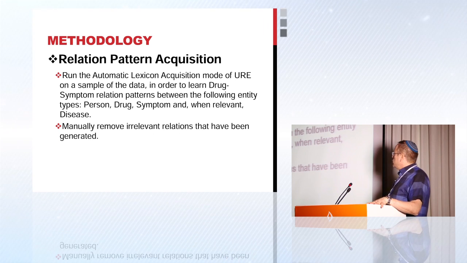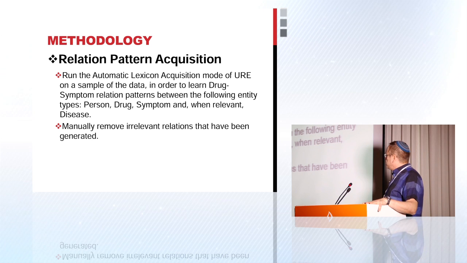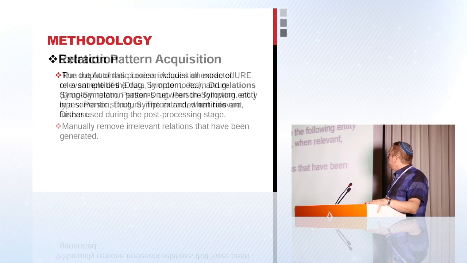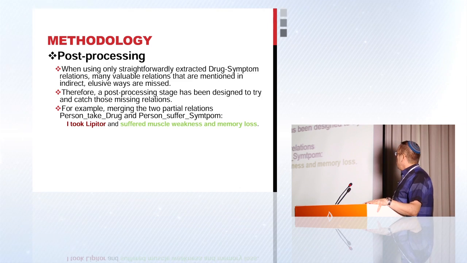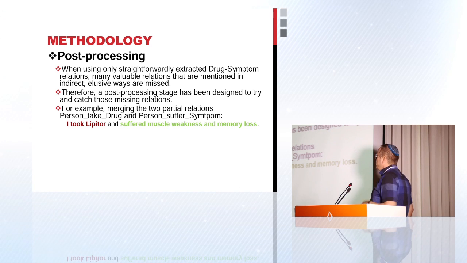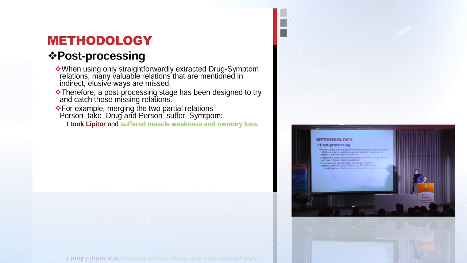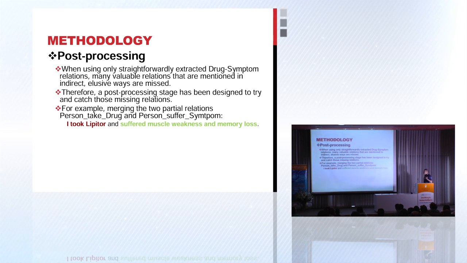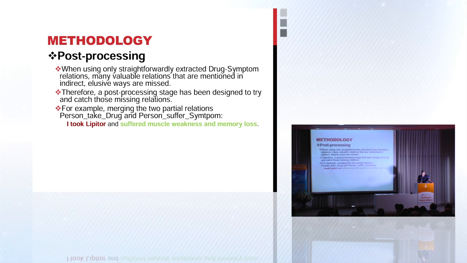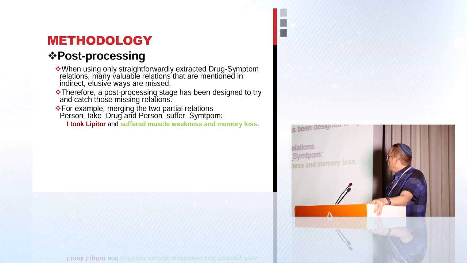The relation acquisition is really to learn all those relationships between drugs, symptoms, people, and we talked about the extraction. The post-processing is actually interesting because in many cases, we have different relationships that we can combine together to a bigger relation. So you can see, for instance, in the sentence, I took Lipitor. So that's a connection between a person and a drug. And then later, there is a connection to the ADRs, and then you want to connect between the drug and the ADR. So we do it at the post-processing level.